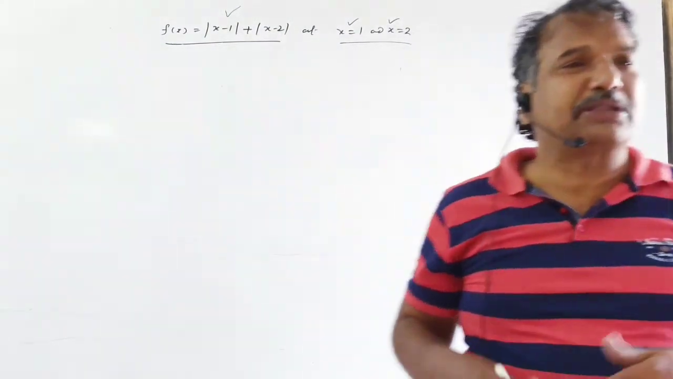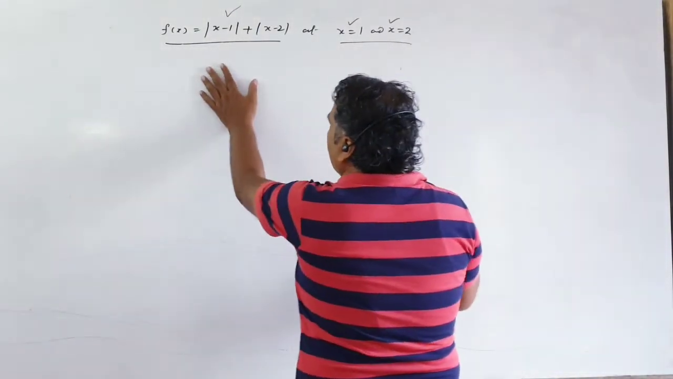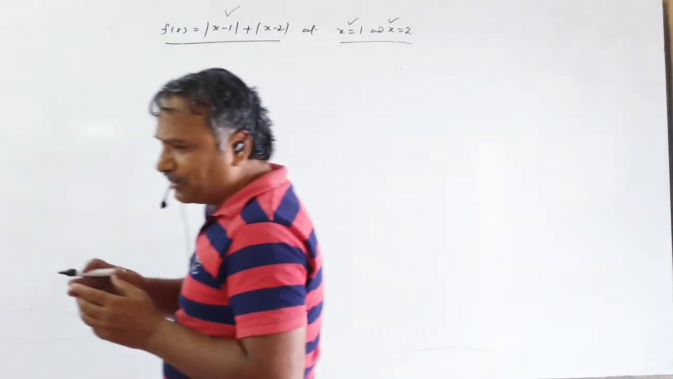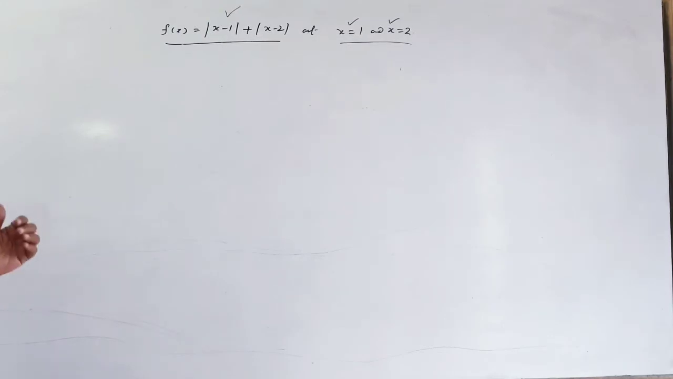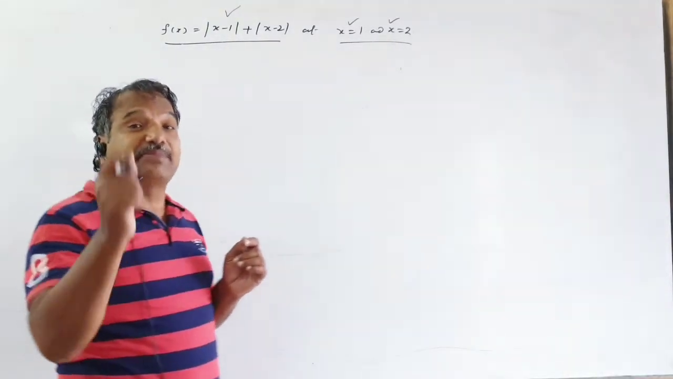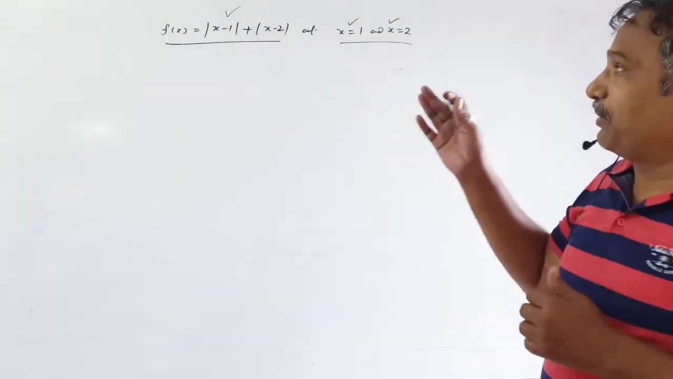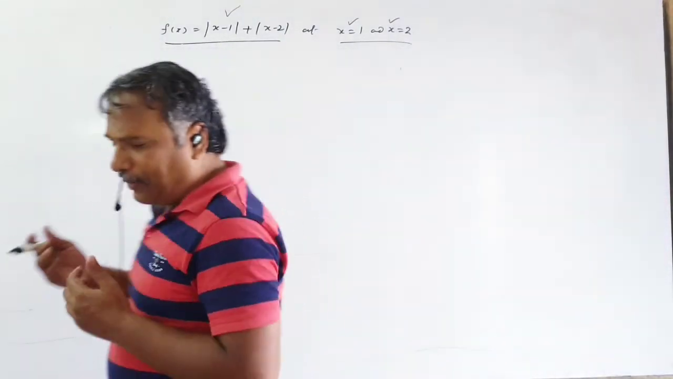Okay. Now next example: you can find this out, but another method is direct, without defining the function. Here first define the function, then when x is less than 1, find the function. When x lies between 1 to 2, what is the function? When x is greater than 2, find the function. Because this is very important for finding the area of the curve. Now in another method, you can find directly.